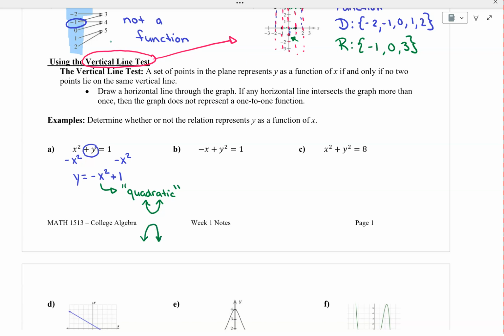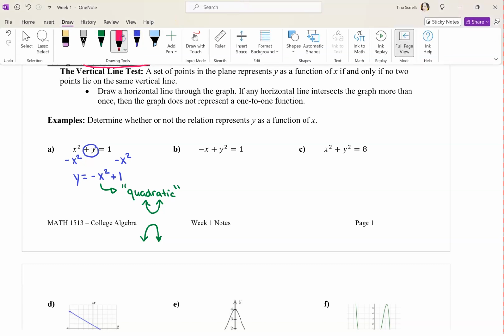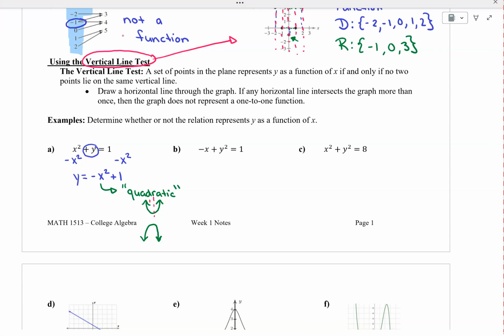So if I was to draw, and I'll go ahead and switch back to that pink, a vertical line through any part of this graph, particularly this bottom one, I would only touch it once. So therefore, this one would be a function. A quadratic will be a function.